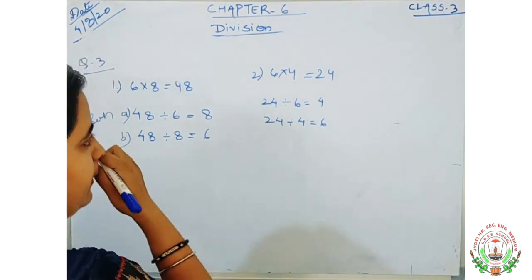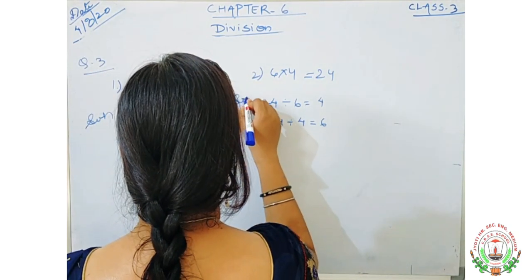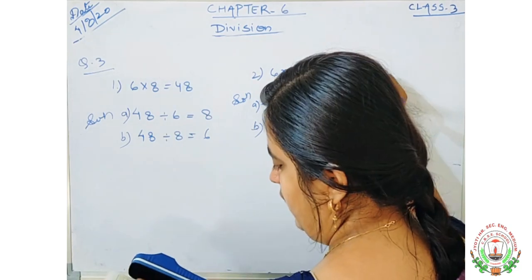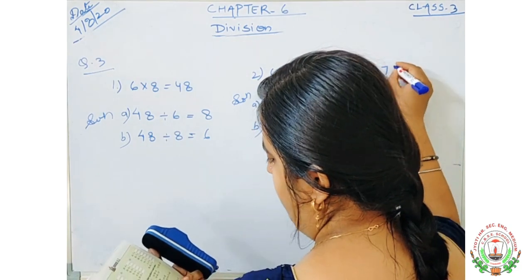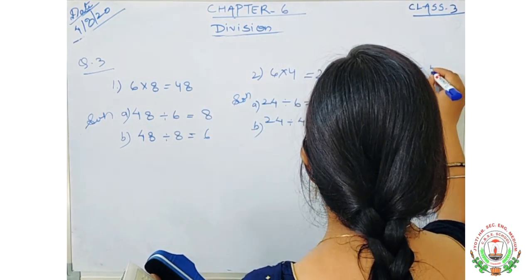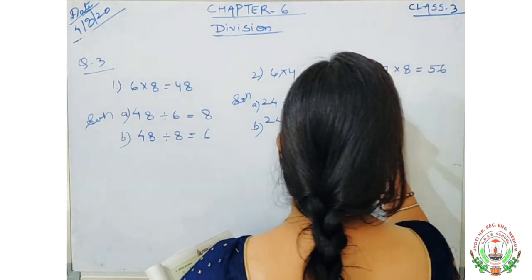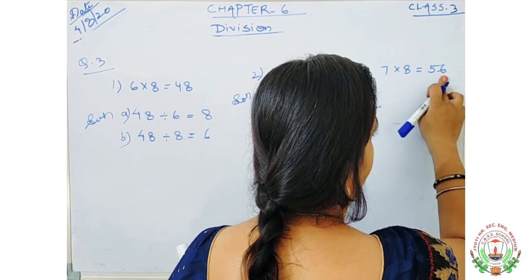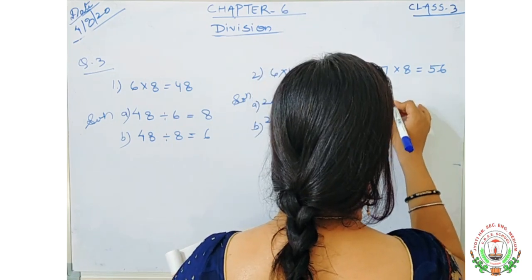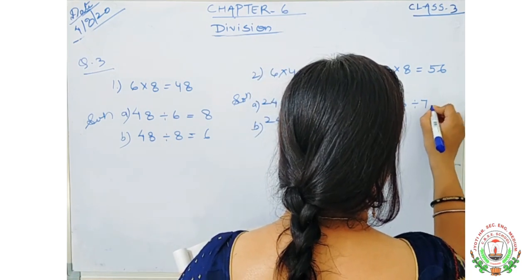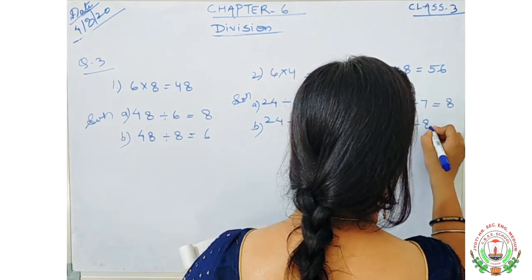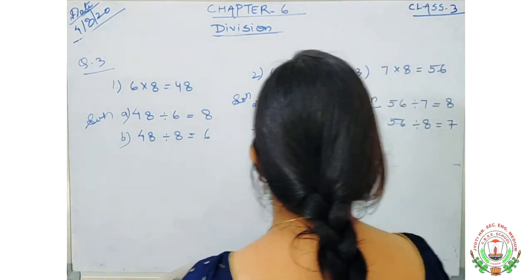Okay. Number 3, solution A, B. Number 3 is 7 into 8 is equal to 56. So what will be the answer? One time you will divide 56 by 7 and one time by 8. So 56 divided by 7 is equal to 8. 56 divided by 8 is equal to 7.